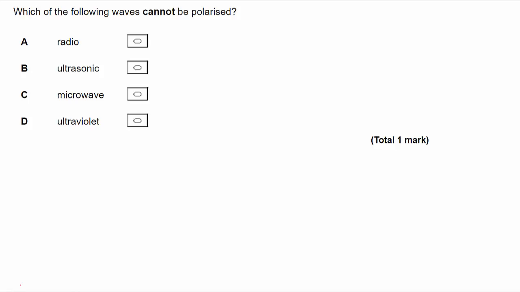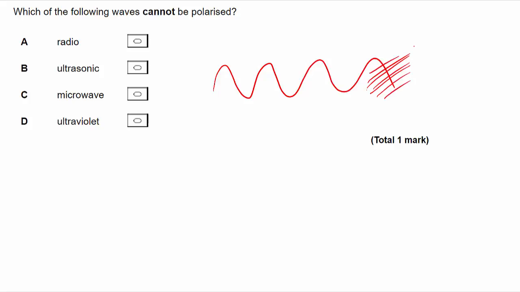Next question, which of the following waves cannot be polarized? Cannot be polarized. Right, so polarization is a wave that oscillates like this. If you put slits in front of it like this, the wave won't get through. But if the slits had been placed in this orientation instead, the wave would have made it through. So waves that are transverse can be polarized. Only transverse waves can be polarized.